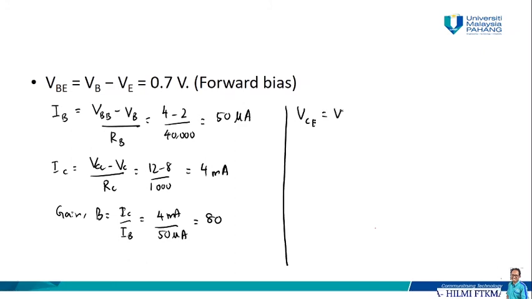By substituting VC minus VE, which is equal to 8 minus 1.3, we get 6.7 volt, and we know that this is the operating region of the transistor.